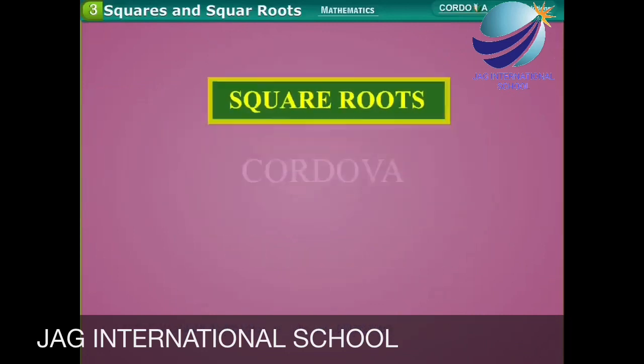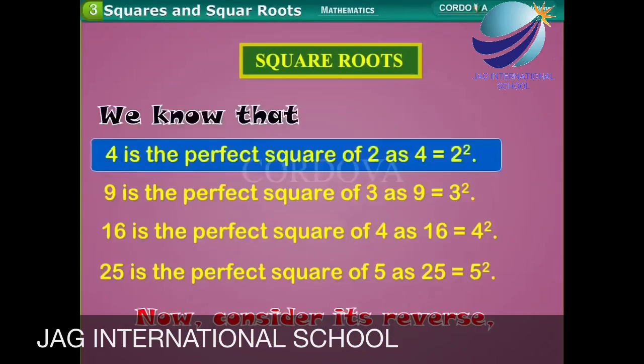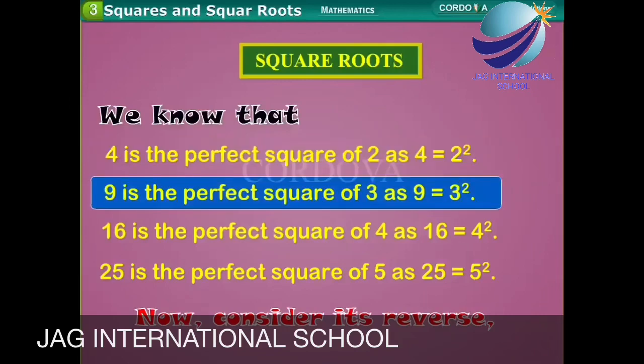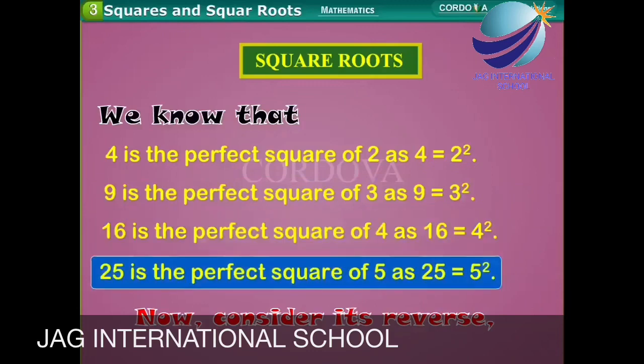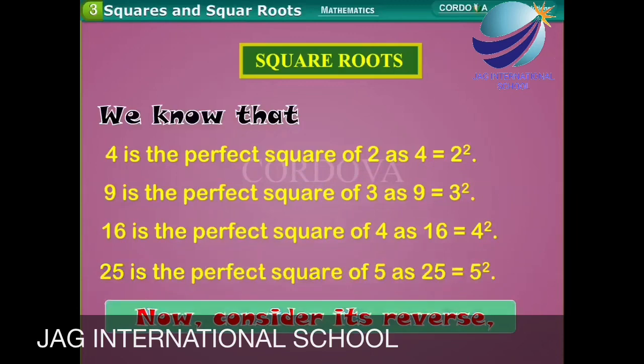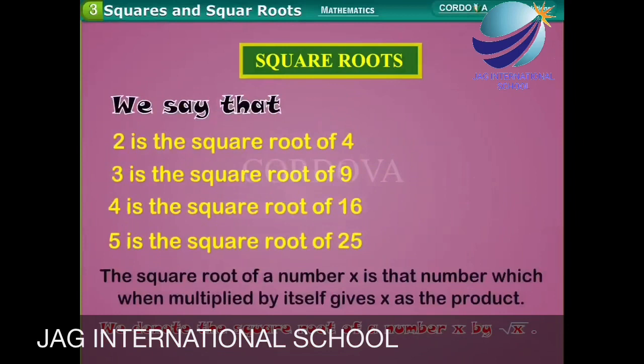Square roots. We know that 4 is the perfect square of 2 as 4 is equal to 2 squared. 9 is the perfect square of 3 as 9 is equal to 3 squared. 16 is the perfect square of 4 as 16 is equal to 4 squared. 25 is the perfect square of 5 as 25 is equal to 5 squared. Now, consider its reverse. We say that 2 is the square root of 4, 3 is the square root of 9, 4 is the square root of 16, 5 is the square root of 25.